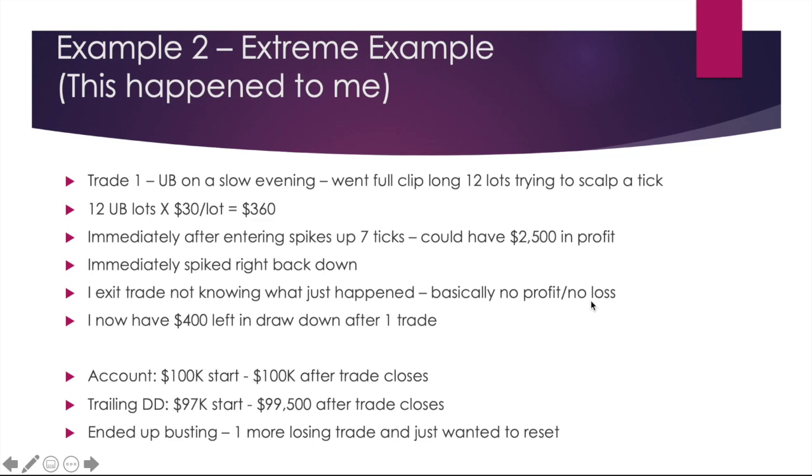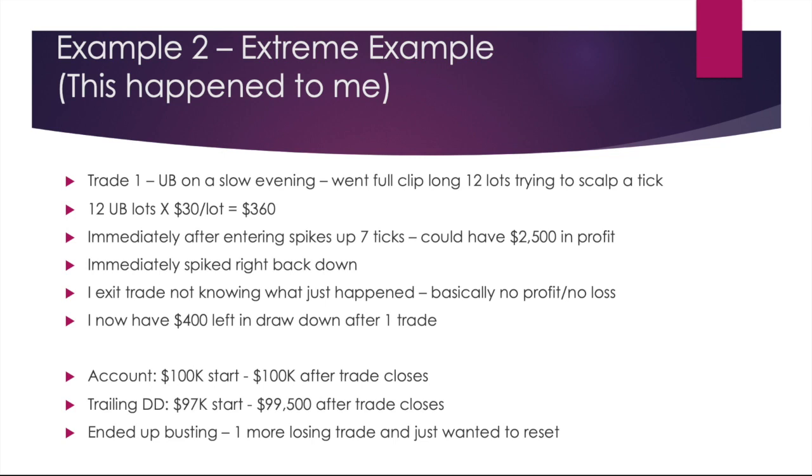The price legitimately just came back to where it had been seconds ago. But guess what? Now I only had about 400 left in drawdown after one trade, because my drawdown was based on being dragged up 2,500. I flatted back at the original price, so I had zero actual locked-in profit, but my drawdown reflected that it had moved up 2,500. So shame on me, and we're going to get to some ways you can prevent this from happening. I seriously had to laugh.